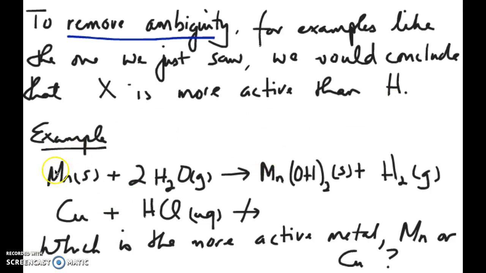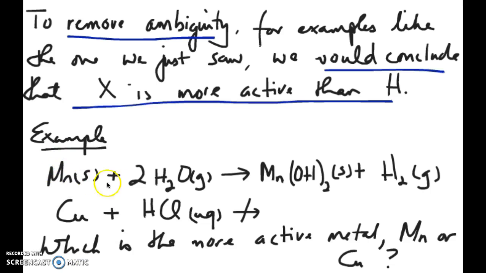It's a quick example to show you how this works. Let's say you take manganese and you put it in water and you see a reaction. And then you take copper, put it in acid, and you don't see a reaction. The question is, which metal is more active, manganese or copper? Well, the fact that manganese can react with water implies that manganese will also be able to react with acid, because remember, acid is the more reactive form.